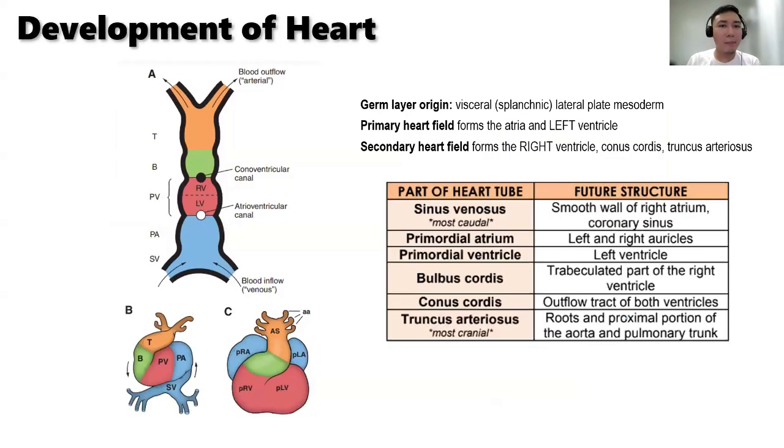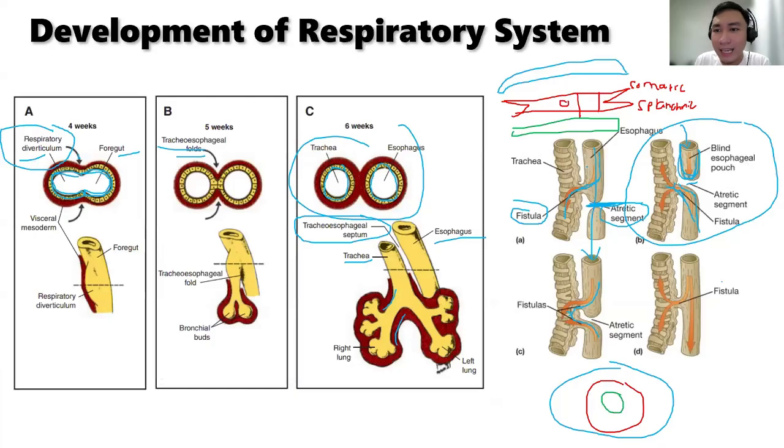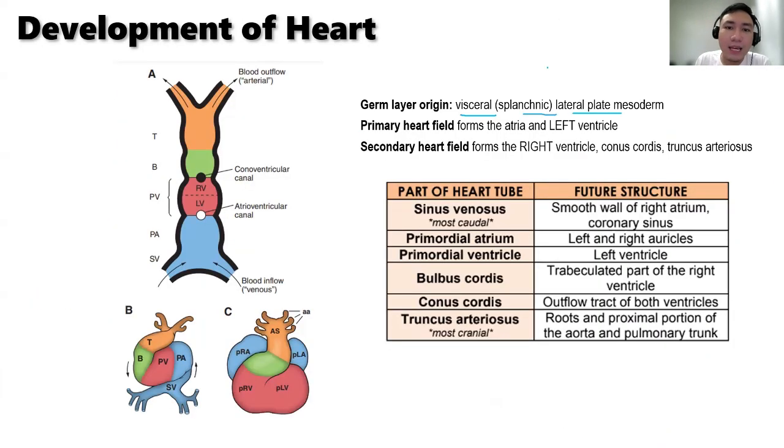How about for the development of the heart? So as I said, di ba, 60 to 70% of questions are from the primordia and the derivatives. So nag-start kasi yung heart as a tube like this. By the way, nanggaling siya sa visceral or the splanchnic lateral plate mesoderm. So kung babalikan natin, nanggaling siya dito, the splanchnic lateral plate mesoderm. Okay, and then it forms your primary heart field and your secondary heart fields.